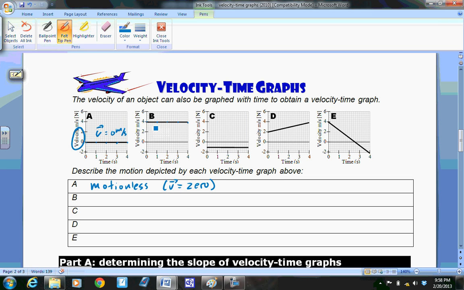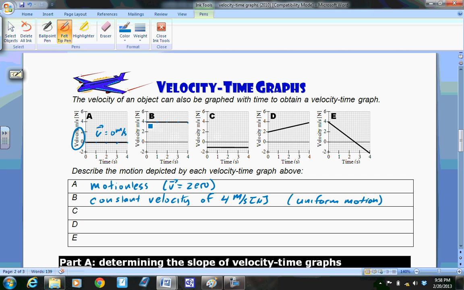So we can say that the motion is constant. We have a constant velocity that's not changing. So we can write down here, we have a constant velocity of 4 meters per second north. In other words, we have an example of uniform motion, motion that is not changing.